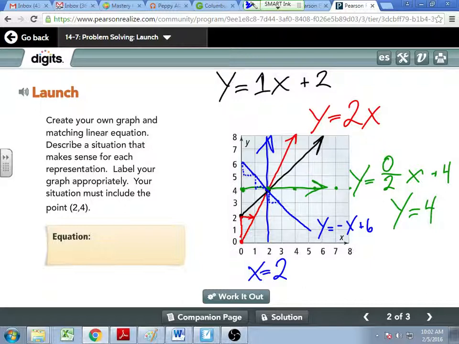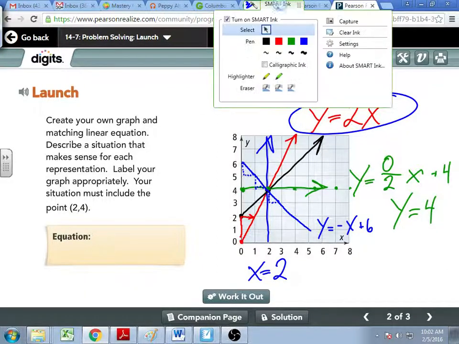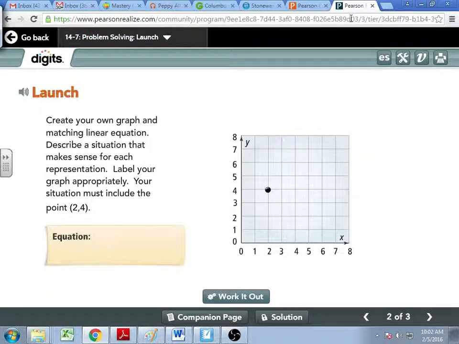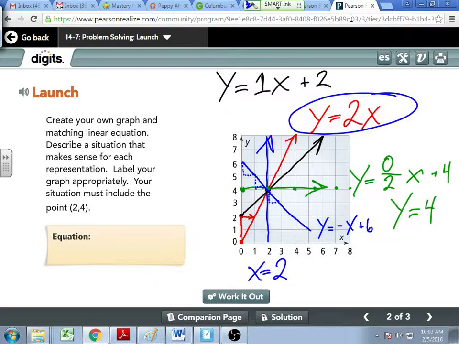Does it say to make it proportional? No. If it said to, we'd have the red equation. This equation is my only proportional equation up here. It's the only one that goes through 0. And it's the only option for proportional that uses that point, since it said it has to use that point.